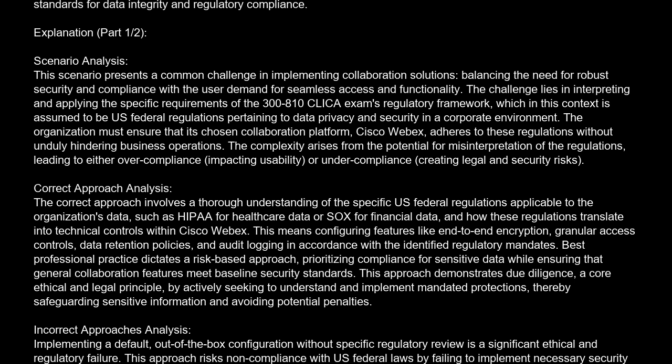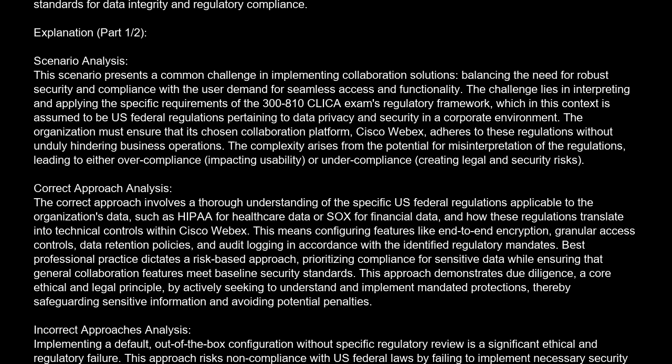This means configuring features like end-to-end encryption, granular access controls, data retention policies, and audit logging in accordance with the identified regulatory mandates. Best professional practice dictates a risk-based approach, prioritizing compliance for sensitive data while ensuring that general collaboration features meet baseline security standards. This approach demonstrates due diligence, a core ethical and legal principle, by actively seeking to understand and implement mandated protections, thereby safeguarding sensitive information and avoiding potential penalties.